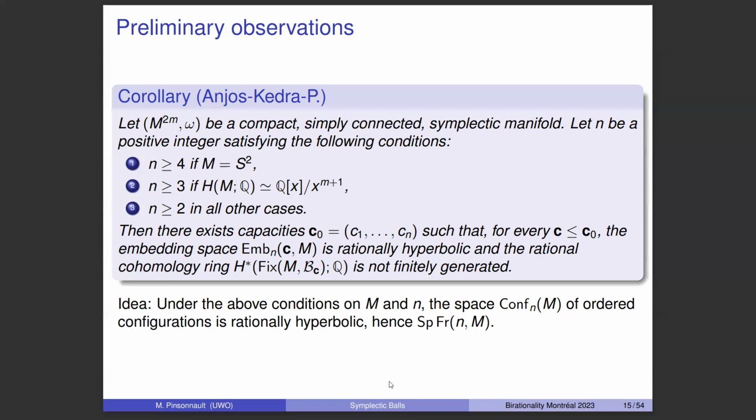And the conclusion is that there exists a capacity C0, so a set of capacities, of course, such that for any smaller set of capacities, the embedding space is rationally hyperbolic. So this means essentially that it doesn't have a nice simple description. For instance, it has non-trivial rational homotopy groups in arbitrarily high dimensions.